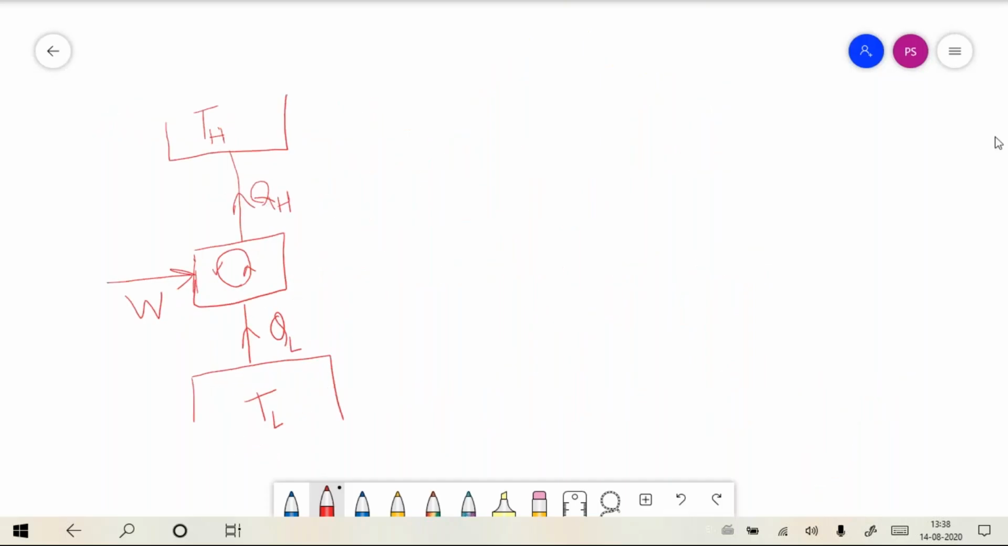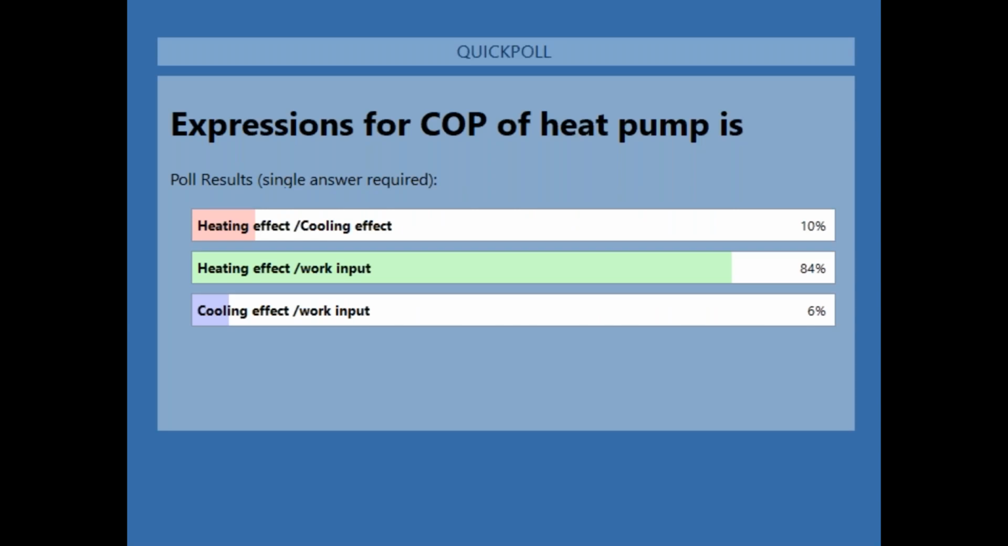As you see in the results, the coefficient of performance of a heat pump is nothing but the ratio of heating effect to the work input. 84% of the students have got it right. It cannot be the ratio of heating effect to the cooling effect, or cooling effect to the work input. Some students have answered it as cooling effect to the work input. Cooling effect to the work input is the expression for COP of a refrigerator. For a heat pump, the expression is heating effect to the work input.